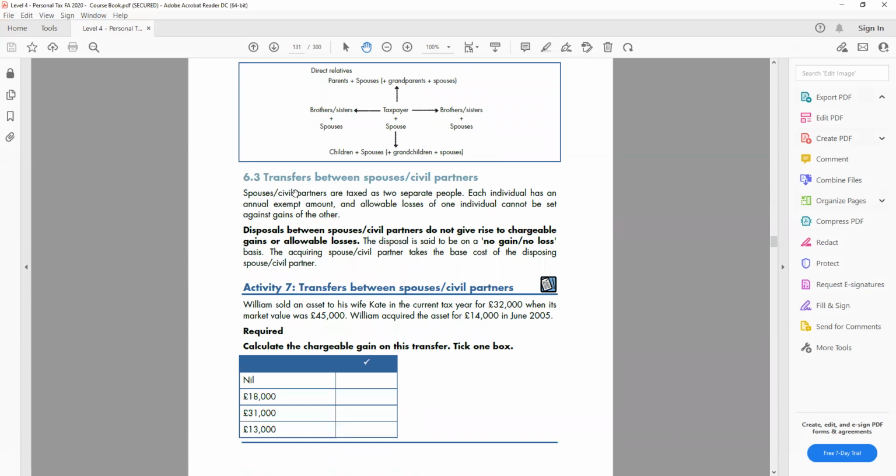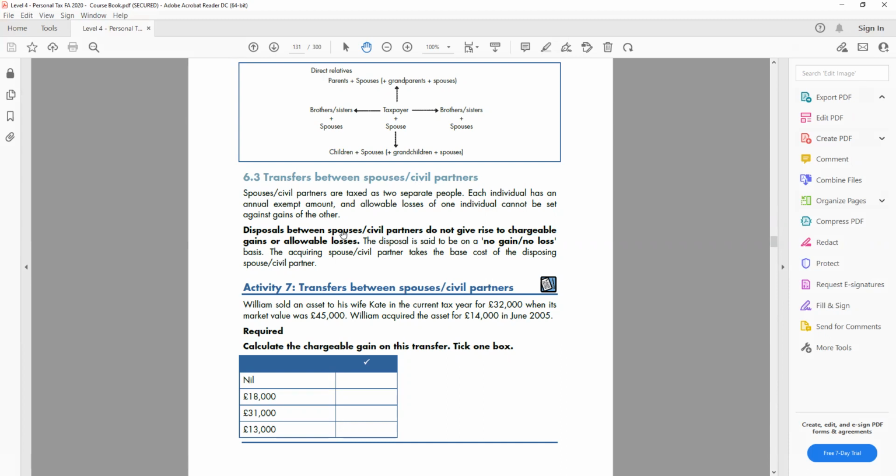Then we have the transfer between a spouse or civil partner. So I think it's between husband and wife, and the spouse or civil partner. Spouse and civil partner are taxed as two separate people. Each individual has an annual exemption amount, and allowable losses of the individual cannot be set against each other.